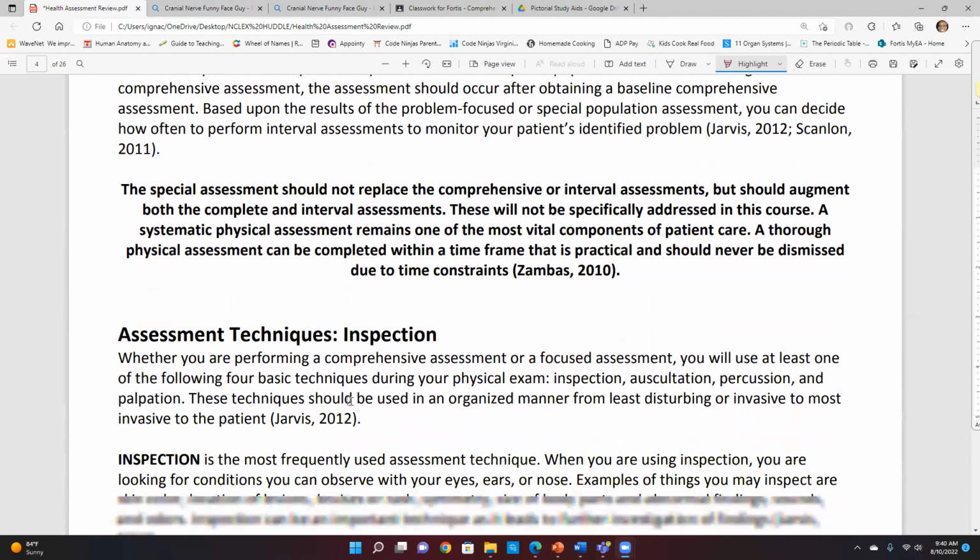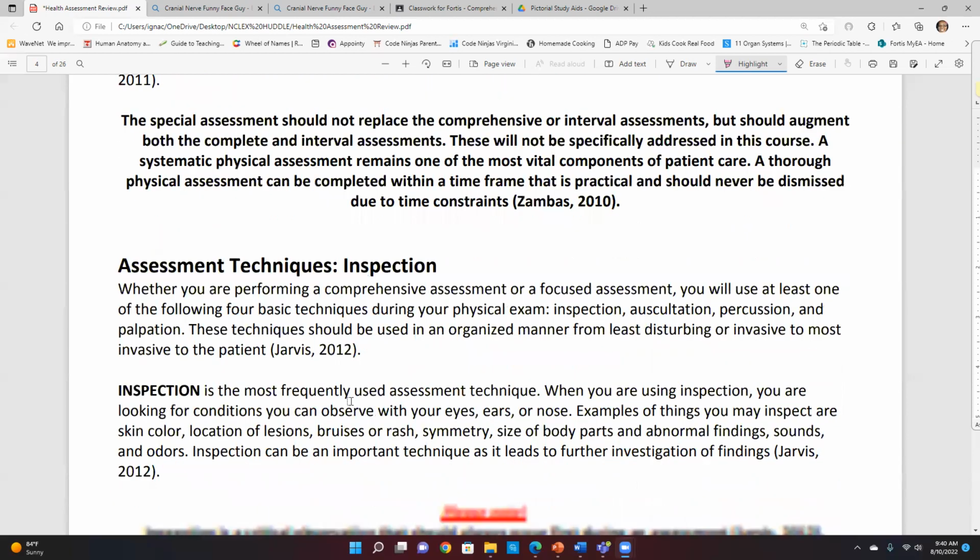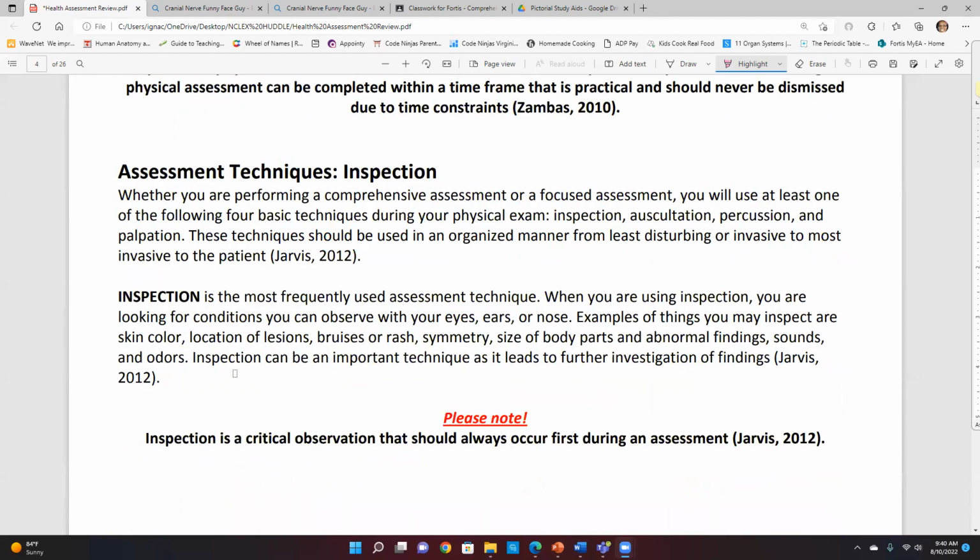Okay. Now, when we talk about assessment, we have to understand the terms that go along with it. So there's going to be inspection, auscultation, percussion, and palpation. So you have to understand what each of those things mean. And when we are talking nursing language, you have to understand what the words mean so you can be successful, because the NCLEX is going to use nursing language, not lay language.